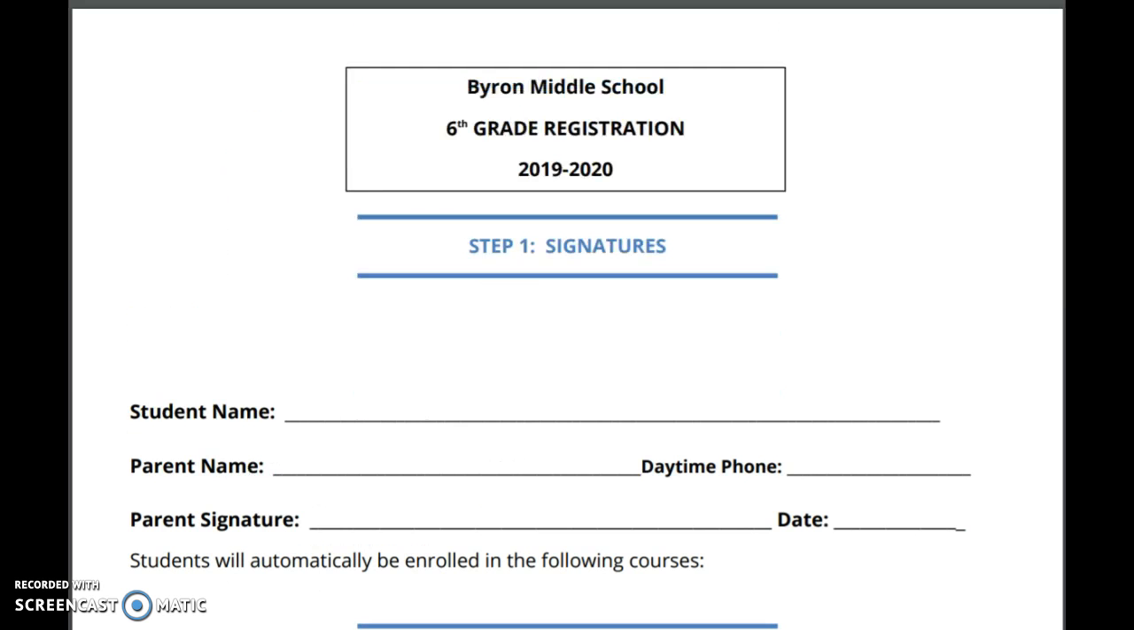Step 1. Signatures. Students are asked to please enter their full first and last name, parent's name and daytime phone, as well as parent signature and date. Students cannot register unless a parent's signature is present on the form the day of registration.